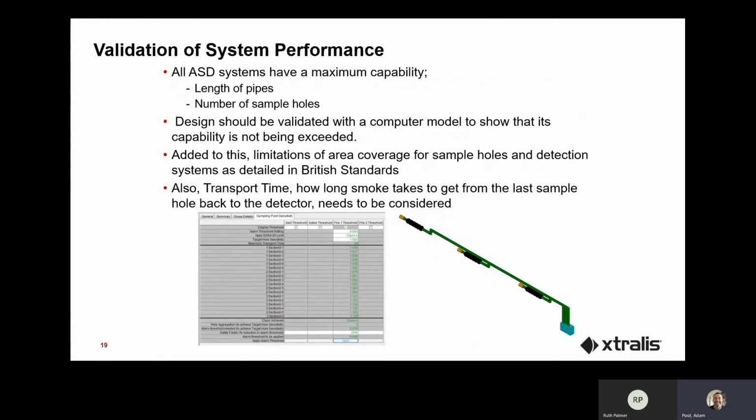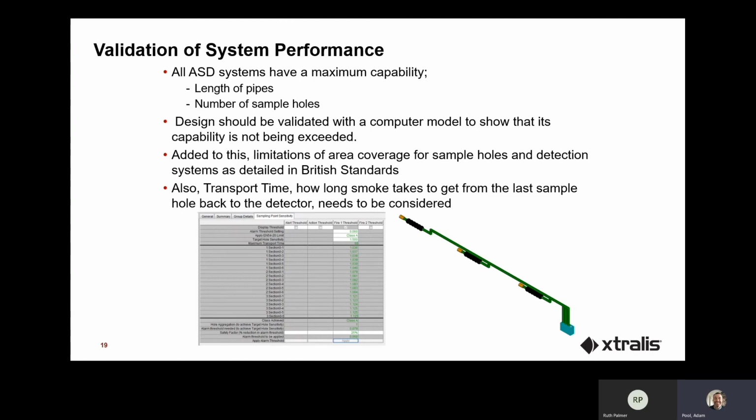It's also very important that the system performance is validated. So as we said before, all ASD systems have a maximum capability: how much pipe, how long the pipes can be, and how many sampling holes can be connected to still achieve the requirements of a Class A sensitivity system. So design should be validated with a computer model that shows its capability is not being exceeded.